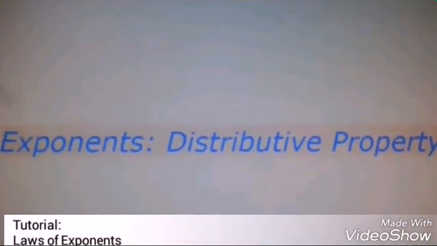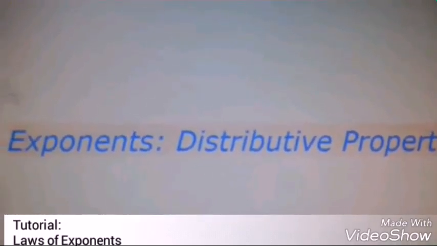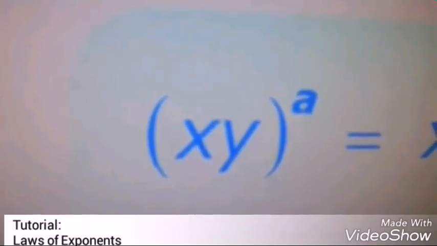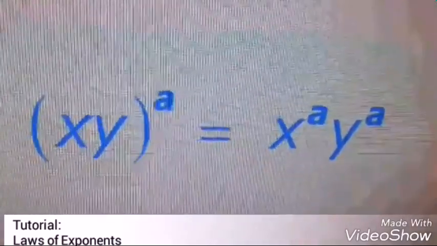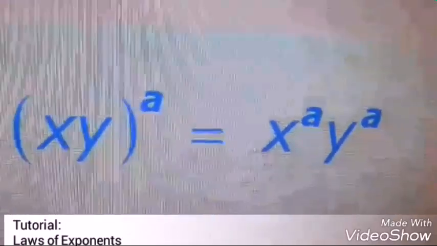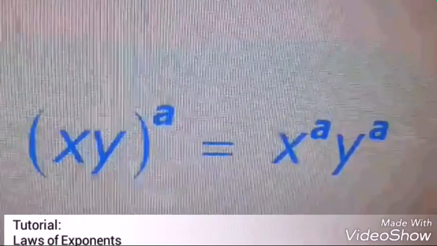But here is a much easier step on solving distributive property of exponent. The given is the quantity of xy raised to a. All we have to do is distribute the exponent, which is a, to both variables. So the answer will be x raised to a, y raised to a.